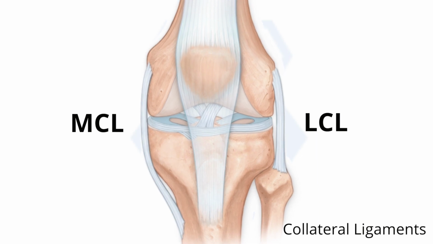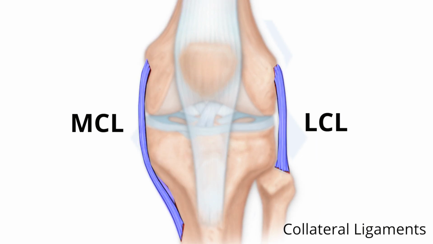We're now going to talk about some of the main supporting structures of your knee joint. The first being the major ligaments that are in your knee joint. The first two that I'm going to discuss are called the collateral ligaments. These are your MCL and your LCL. These ligaments are like straps on the inside and outside of your knee that help prevent your knee from moving side to side too much.